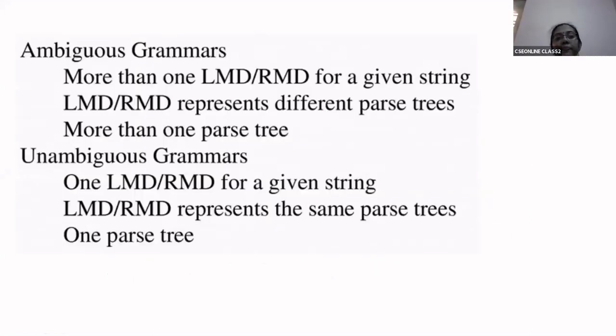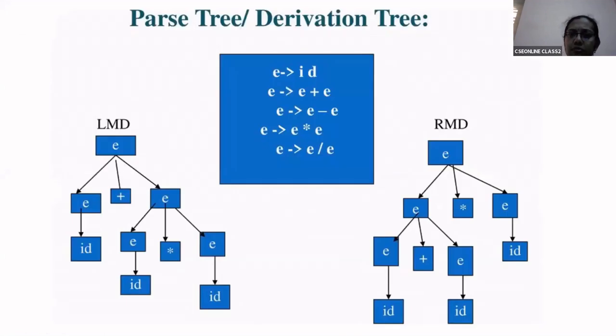As you already know, a grammar is called an ambiguous grammar when you have more than one LMD or RMD, that is, more than one parse tree for a given grammar. So if you see the previous example here, this is an example of an ambiguous grammar, because you were able to construct more than one parse tree, and hence this grammar is an example of an ambiguous grammar.